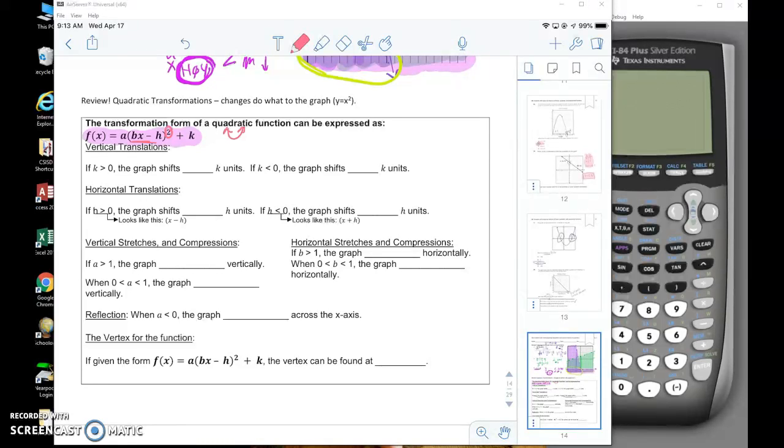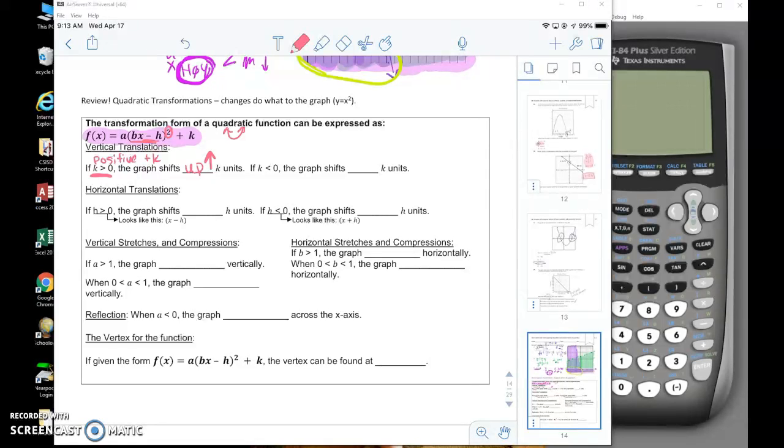Everything inside the parentheses is horizontal. Anything outside of the parentheses is a vertical change. Let's start by looking at vertical translation, so moving up and down. We are going to start by looking at k. When k is greater than 0, or in other words, when you have a positive number or plus some number on the end, then the graph shifts up k units. So if it's +4, then your graph goes up 4 spaces.